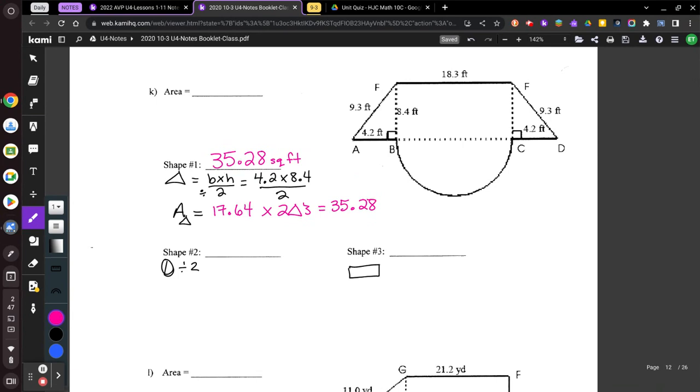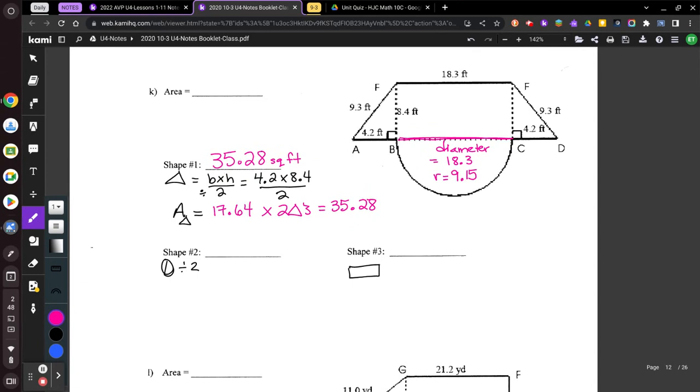We took care of both of them. Now we're going to do the circle. So this guy's called the diameter. Okay, that's our diameter of our circle. So our diameter is 18.3. Our radius is half of that. I got to divide it by 2. So my radius is going to be 9.15.